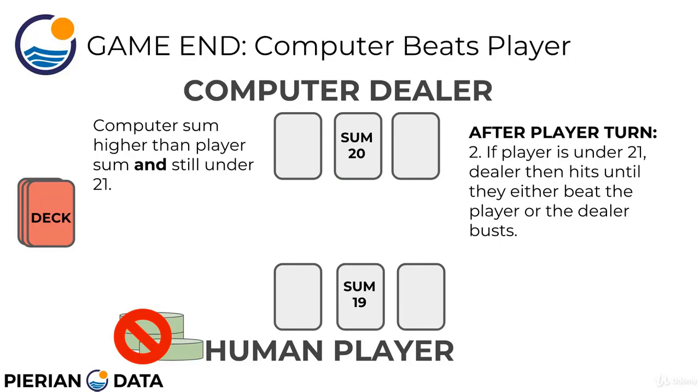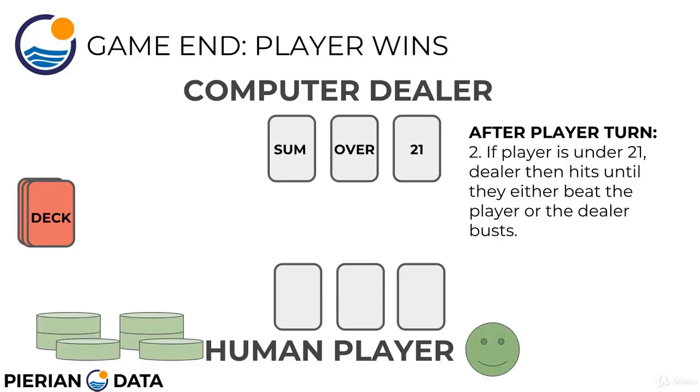The second way the game can end is if the computer beats the player. What happens is the human player goes, they start collecting cards, and then they eventually decide to stay. So for example, their current sum is 19. Then the computer dealer goes and starts hitting, collecting cards from the deck. And if they have a sum that's higher than the human player's and still under 21, then the computer has beaten the player.